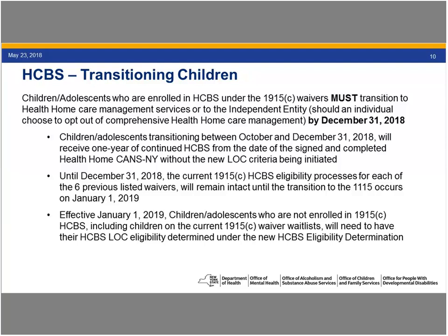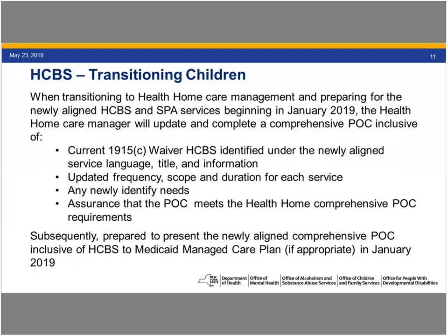So it is our goal, and I think all the state partners agree, to ensure that every child who can be eligible for HCBS services under the 1915C service array can get eligible within this time frame of October and December, so they can get that continuation of services for 1 year. Otherwise, any new child will have to be determined by the new criteria, which will be covered in the upcoming webinar on HCBS eligibility determination.